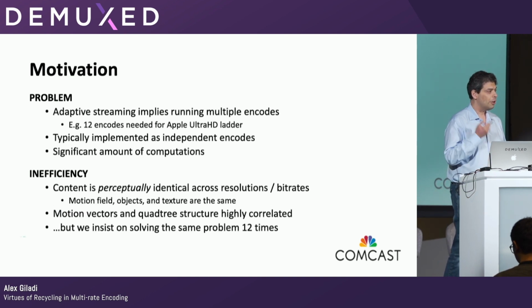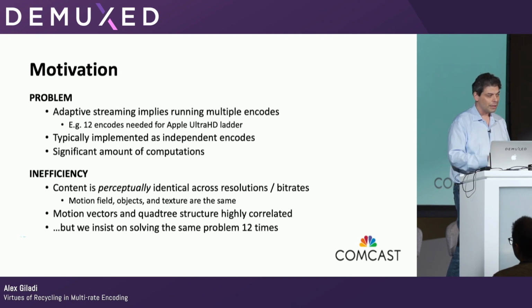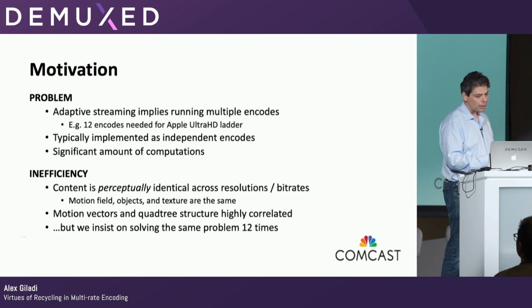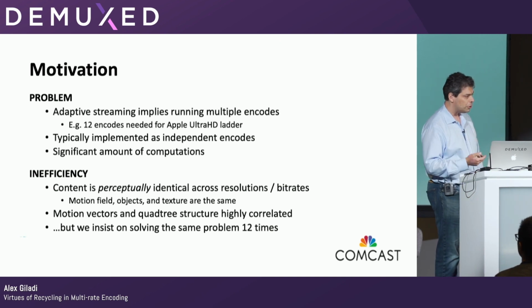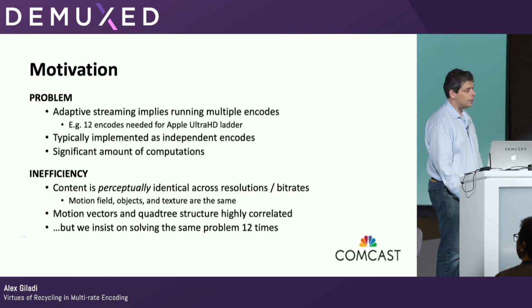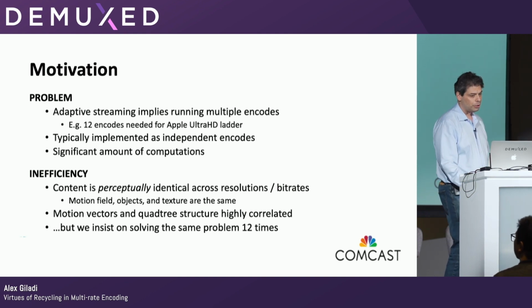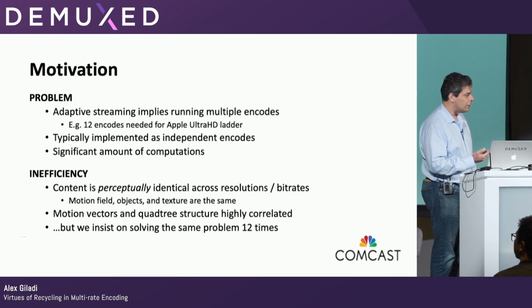So the motivation. Okay, the same problem: a lot of encodes. In the case of Apple HLS, you have 12 encodes that you actually need to do to provide Ultra HD content. And this requires a significant amount of computation. And there is a glaring inefficiency here, because the content is perceptually identical.